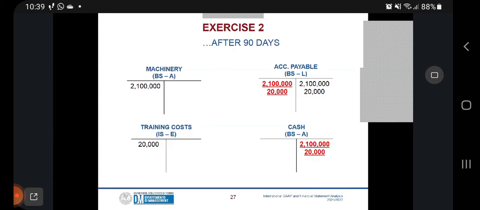After 90 days, there is the payment of such amounts, 2 million and 12, for a reduction of the accounts payable, and then the outflow of cash for the same amount.